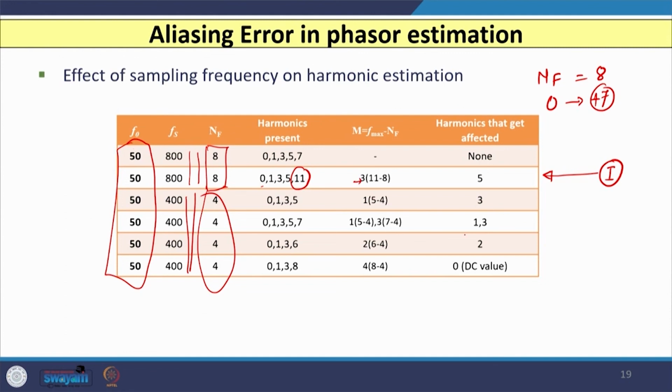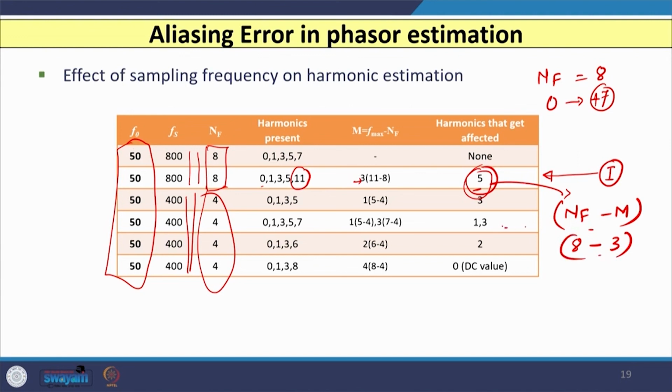Definitely the term that is going to be affected is the 5th harmonic. How does this come out? This is nothing but NF minus M. M comes out to be 3 and NF is 8, so 8 minus 3. So the 5th harmonic gets affected.